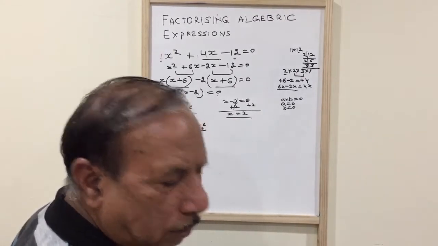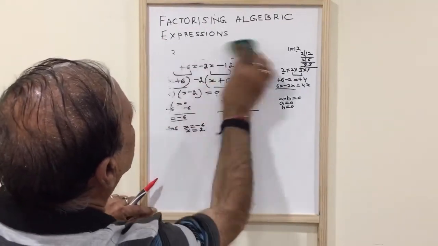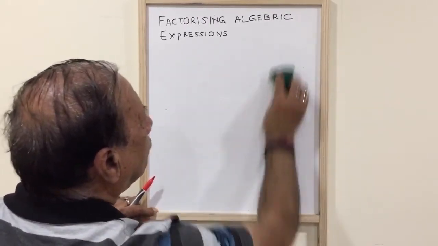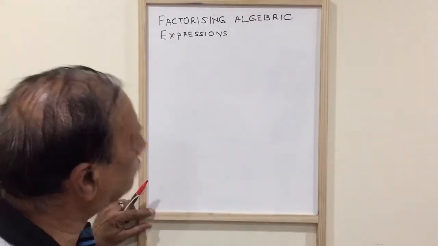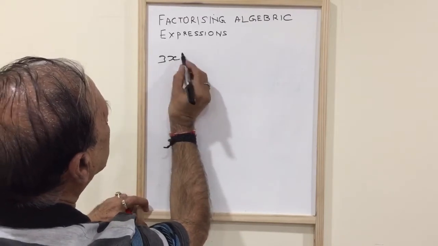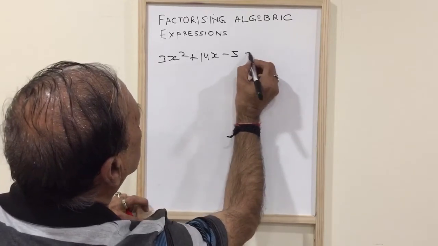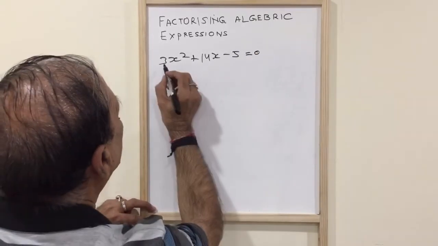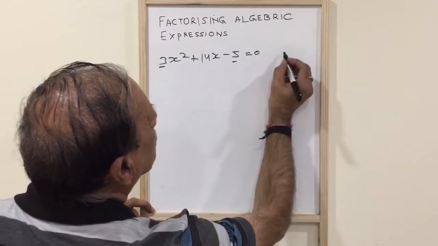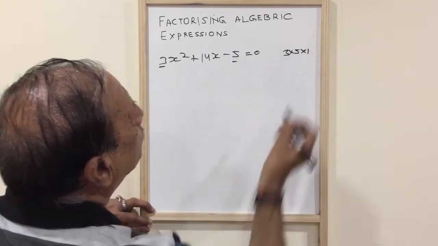So I'll solve another sum in the same method, and you can practice different quadratic equations at home. And if you have any problem, you can comment and I'll help you out. So another equation I am taking: 3x square plus 14x minus 5 is equal to 0. In a similar way, the coefficient of x square is 3 and the constant number is 5. So we'll take the factors of 5, 3 and 5, and we can put 1 over there.